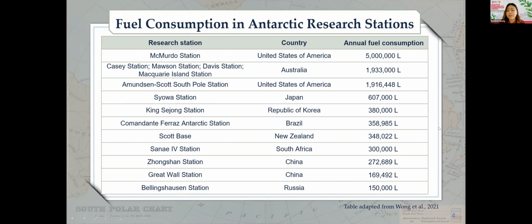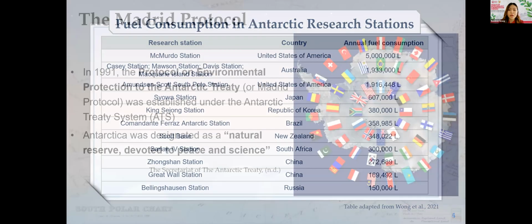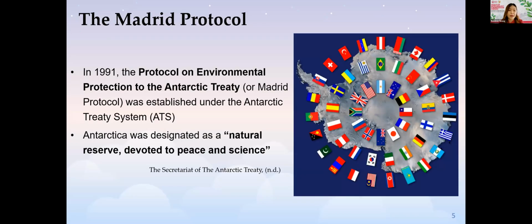So this is just a very vague amount of annual fuel consumption before the use of renewable energy. Antarctica is protected by the Antarctic Treaty System, and in 1991, the Madrid Protocol was established, where Antarctica is designated as a natural reserve devoted to peace and science.